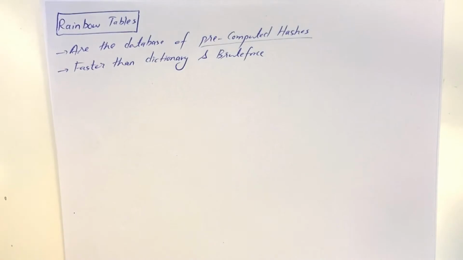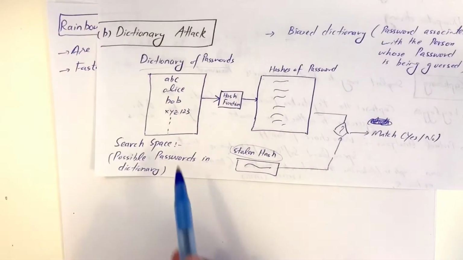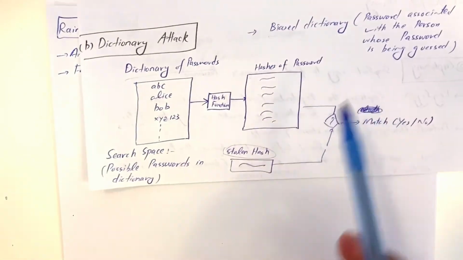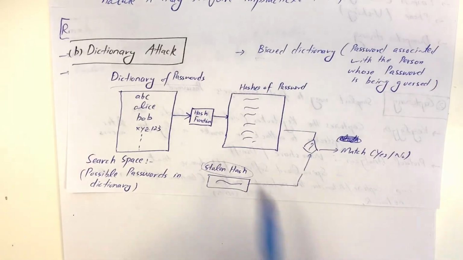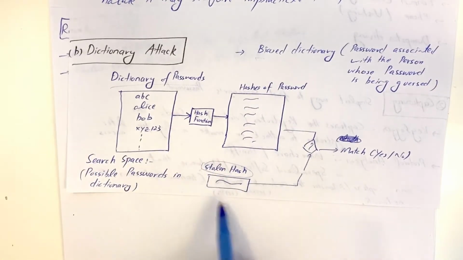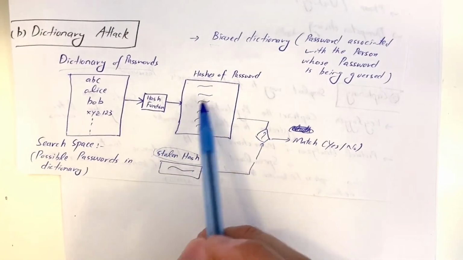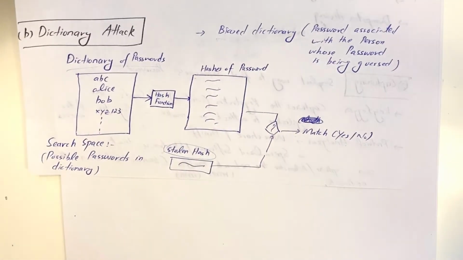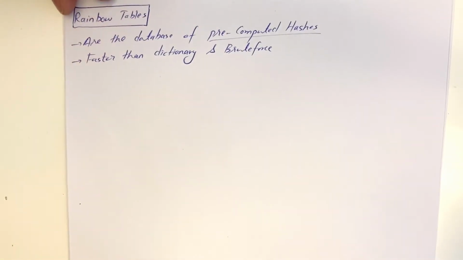You don't have to actually calculate hashes. For example, right here, you first have to create a dictionary of passwords. In the biased dictionary, it is the likely passwords associated with the person whose password is being cracked. You need to create that dictionary, calculate hashes, and then compare. So in the rainbow attack model, you already have hash tables, plenty of them, and then you just make a comparison, nothing else. So it is faster than the dictionary and brute force attack models.